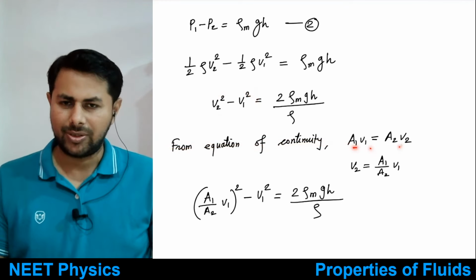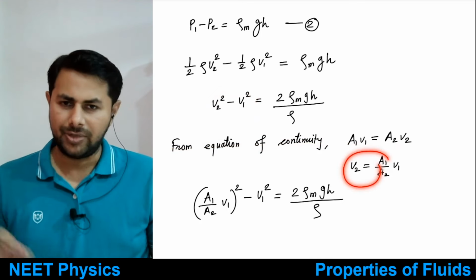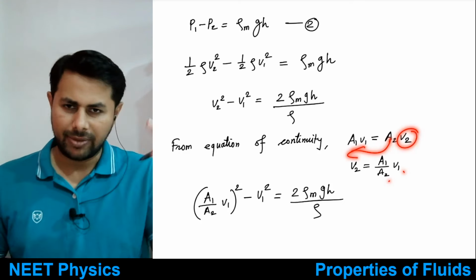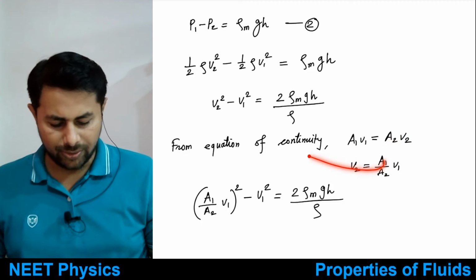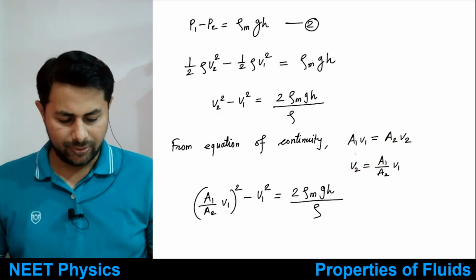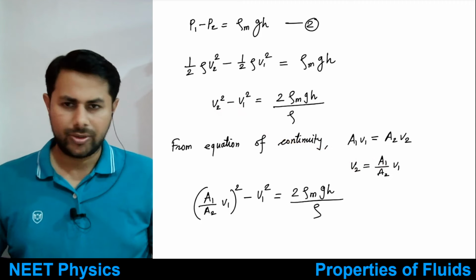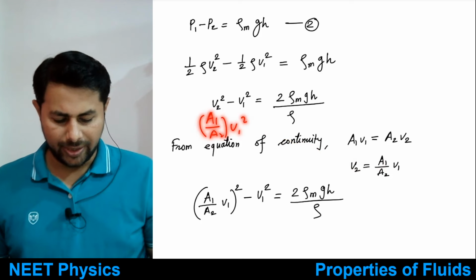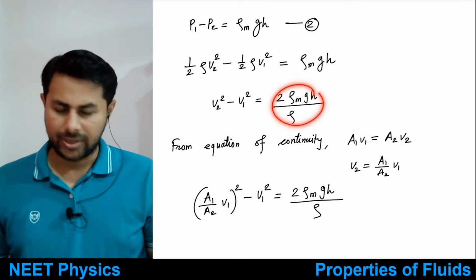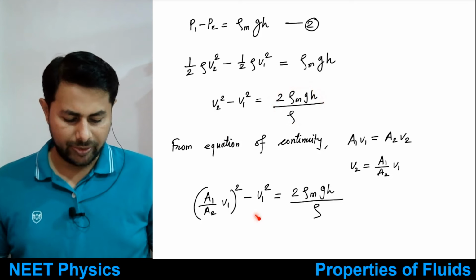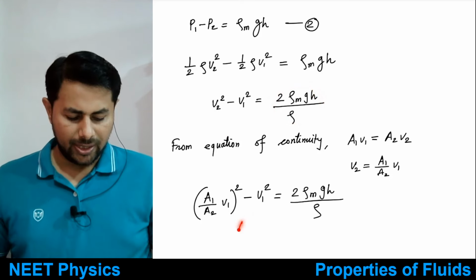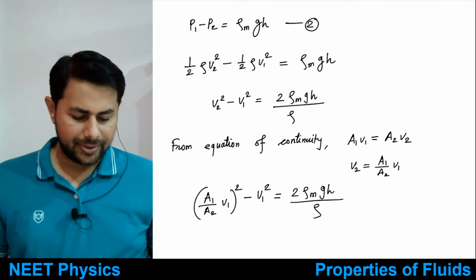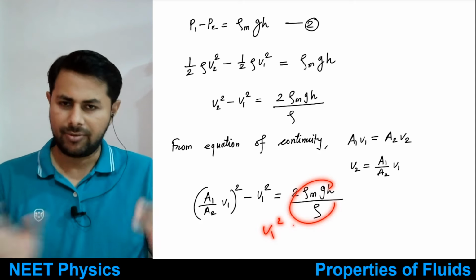So a1 v1 is equal to a2 v2, and you substitute that v2 is equal to a1 divided by a2 times v1, right? You substitute that here because v2 would be more. So it is a1 by a2 times v1 square minus v1 square is equal to this term on the right hand side. Then you take v1 square common. What remains is a1 by a2 square minus 1, and then you move it to the other side, so v1 square would be equal to this thing divided by that thing.